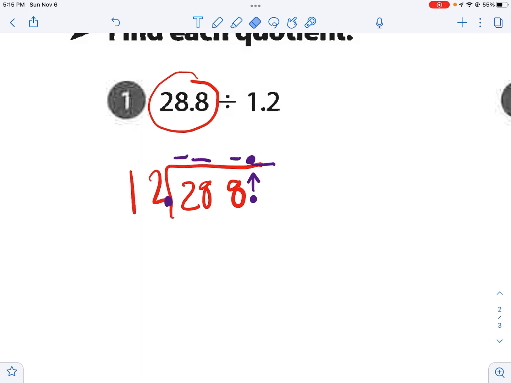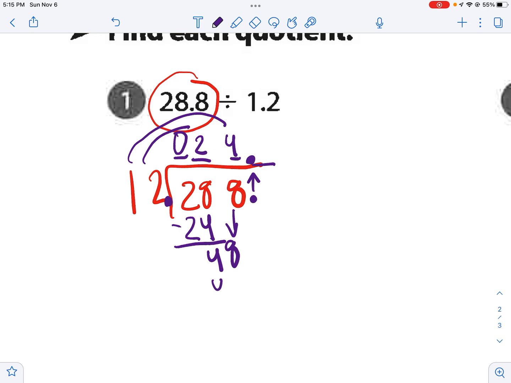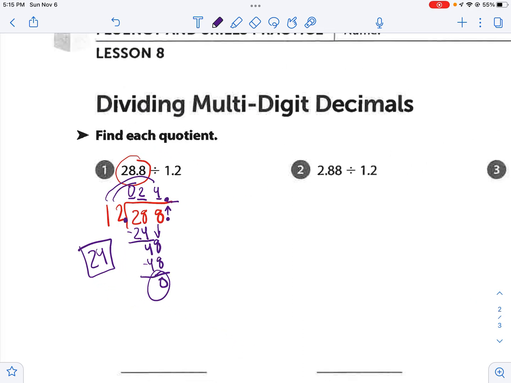Okay, I'm going to ask myself, can 12 fit into 2? It can't, so I'm going to put a 0. 12 into 28 can go twice. 12 times 2 is 24. Subtract, negative 4. Bring down my 8. 12 can go into 48 4 times. 12 times 4 is 48. Subtract, negative 0. I have no more numbers to bring down, and I have a 0 at the end, so I'm going to stop there. So my final answer is 24. Okay, if you have any questions, please ask the person next to you before asking your teacher.